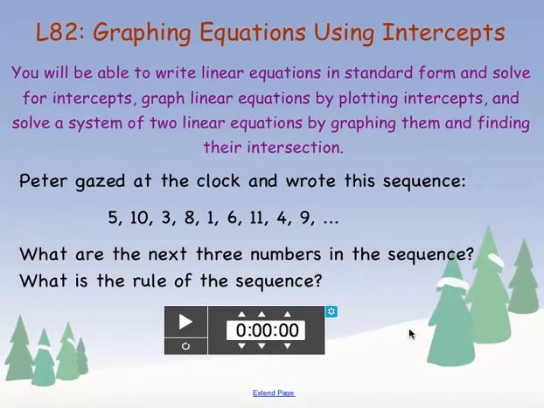Course 3, Lesson 82 is all about graphing linear equations using intercepts. So we are looking at equations in standard form, solving them for the intercepts, and graphing them on a coordinate grid. By doing this, we just have 2 points that help us draw our line.